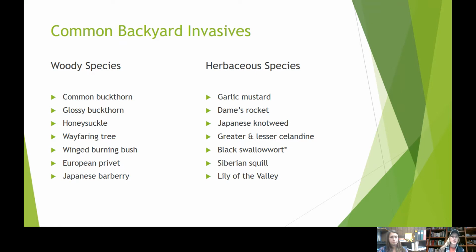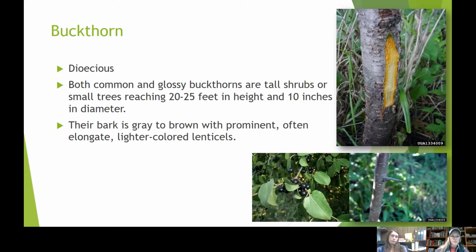And maybe we can do another video or presentation in the spring that focuses on these, but we'll just talk about a couple of the common backyard woody invasive species that most people are trying to manage. First up being buckthorn. Most of us know this one. Most of us have seen it. It's been on our landscape for quite some time, and it's here to stay, but we can definitely eradicate it from our properties if we come up with effective management plans.